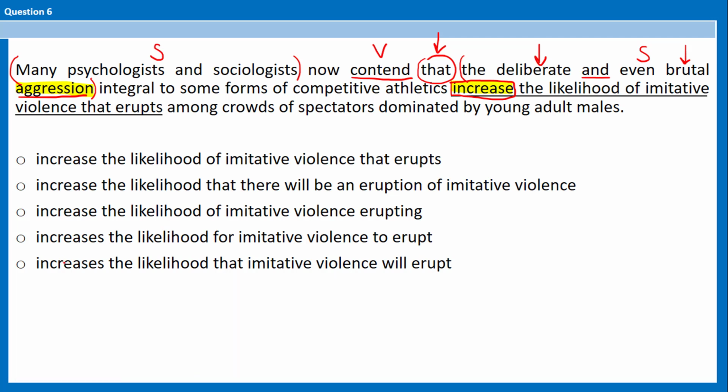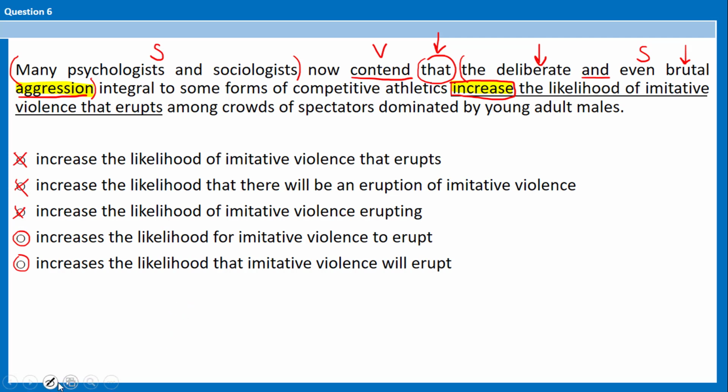However, aggression is singular and increase is plural. That's why I cannot pick 1, 2, or 3. My answer has to be either number 4 or number 5. By the way, between aggression and increase there is a modifier. Okay? Integral to some forms of competitive athletics is a modifier. Okay, so we have 2 left.